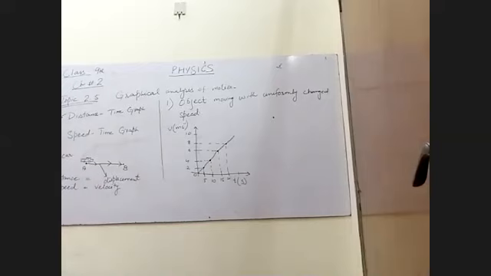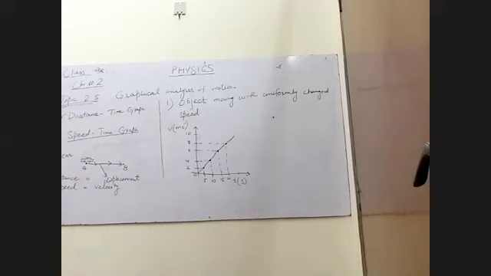Okay, now, in our previous lecture, we learned what the distance-time graph is. In the distance-time graph, we have three cases. First, object at rest, then object moving with constant speed, and then object moving with variable speed. And today, the topic under consideration is the speed-time graph.